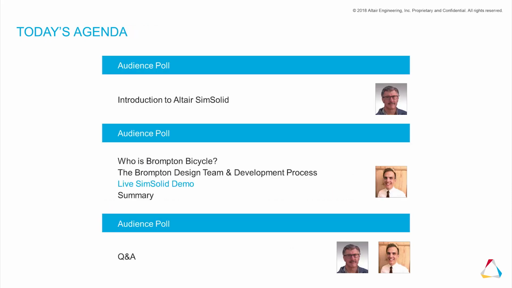Just a little bit of a look at the running order of today. We're going to kick off things with a quick audience poll. Then we're going to pass to Ken, who's going to give us an introduction to Altair SimSolid, a little bit of background on the product, and an overview of the capabilities. Another quick poll before we hand over to Jonathan, who is going to give the bulk of the presentation today: an overview of Brompton Bicycle, the team makeup there, the design team makeup, and then a live demo of SimSolid in action. And then we'll have a final poll and then go into the Q&A session at the end.